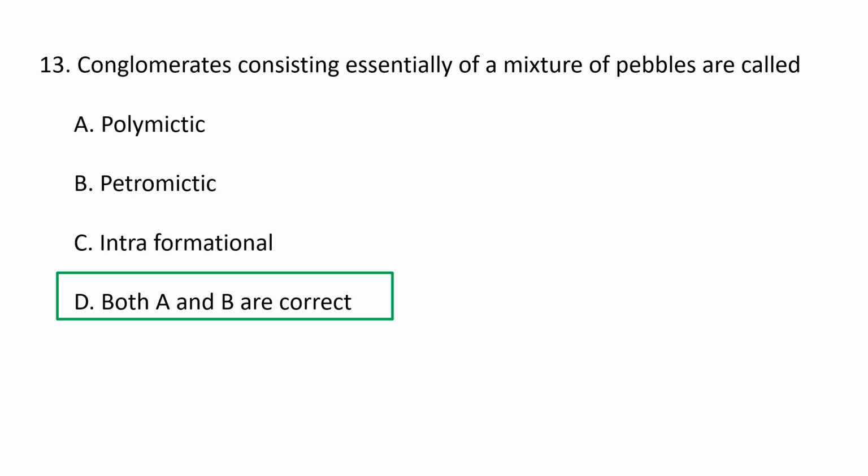Polymictic conglomerate is a type of conglomerate that is made up of two or more different rock masses, and petromictic conglomerates are a type of conglomerates that contain a significant amount of metastable rock fragments, including unstable rocks and minerals. They are usually polymictic conglomerates, which means that they are made up of a variety of metastable clasts that can come from many different types of rocks such as igneous, volcanic, metamorphic, or sedimentary. So D, both A and B, is the correct option.